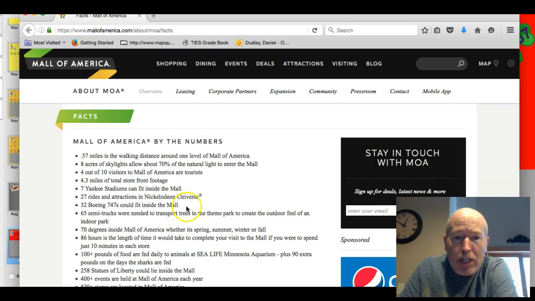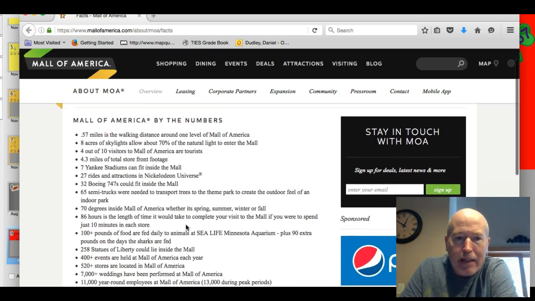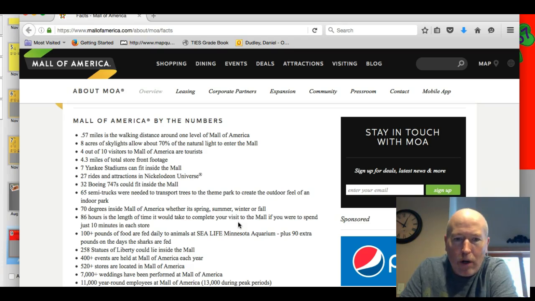You could fit 32 Boeing 747s. It took 65 semi-trucks just to transport the trees to the theme park. 65 semi-loads full of trees. That's amazing. 86 hours is the length of time it would take you to complete your visit to Mall of America if you were to spend just 10 minutes in each store. Holy Hannah. And the list just goes on.